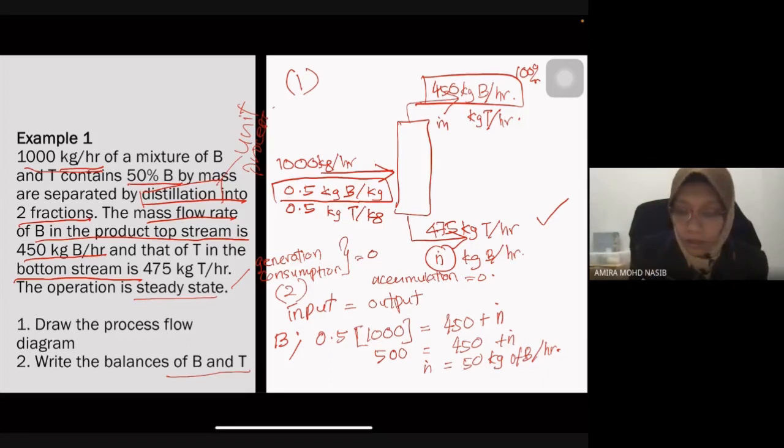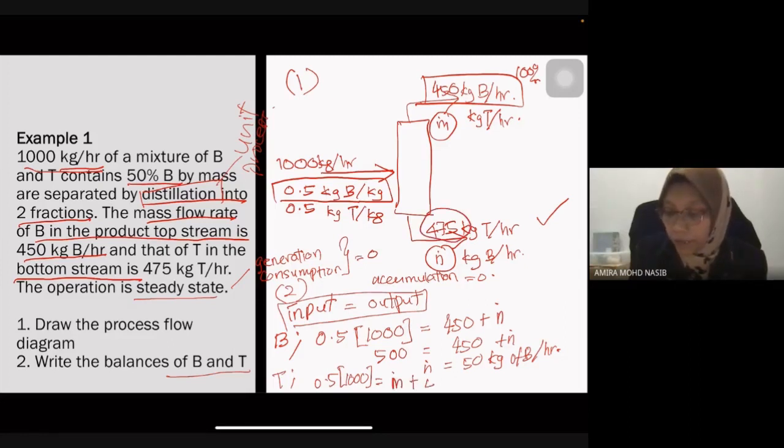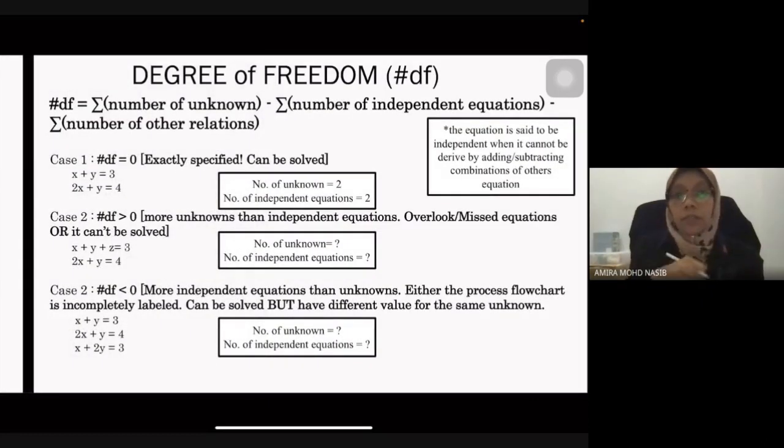Meanwhile for T, the same equation: input equal to output. Input is 0.5 times 1000 equal to M plus the output 475. So 500 equal to M plus 475. So what is the flow rate of T? Equal to 25 kilogram per hour of T. Get it? Okay. Next, we are going to learn about degree of freedom.